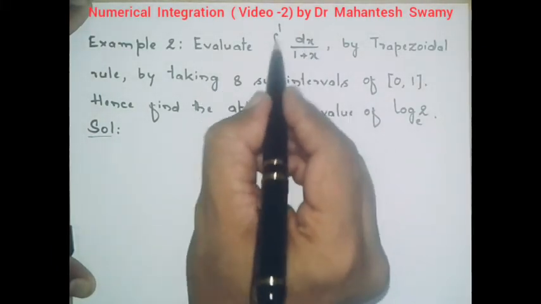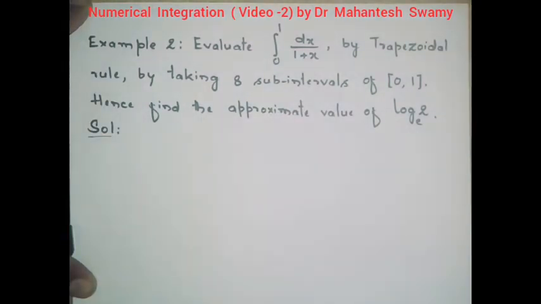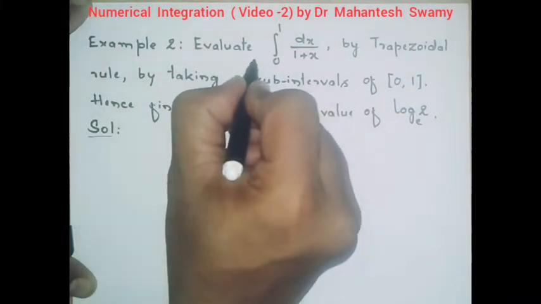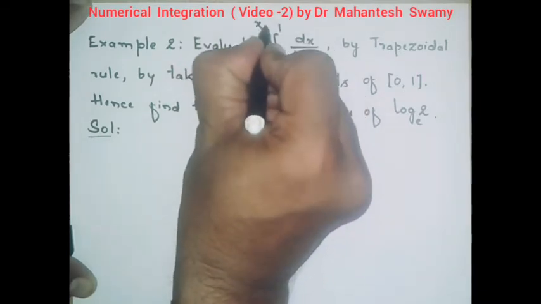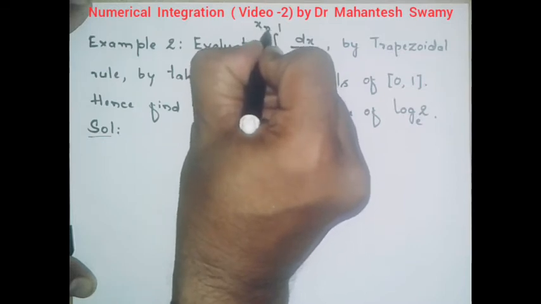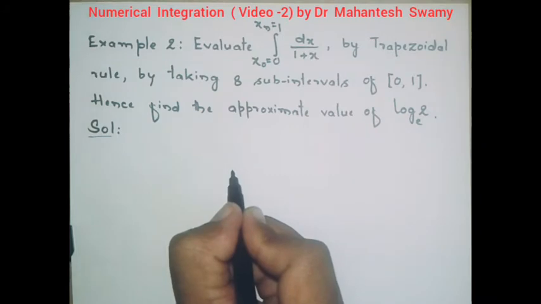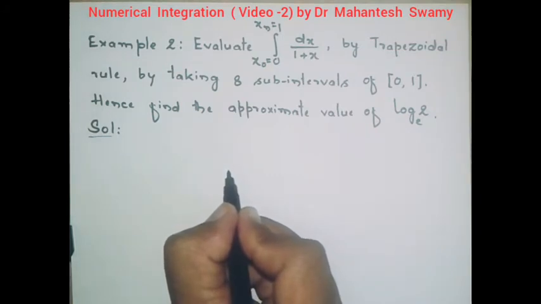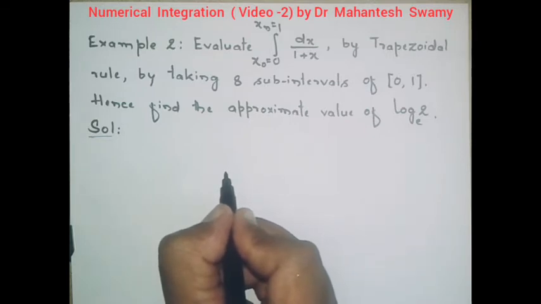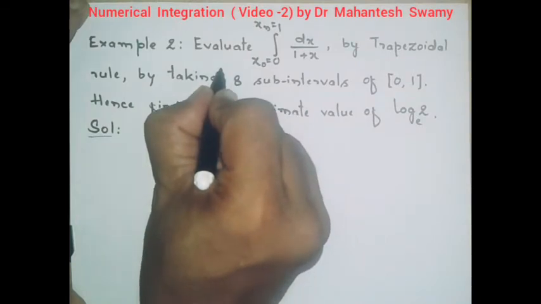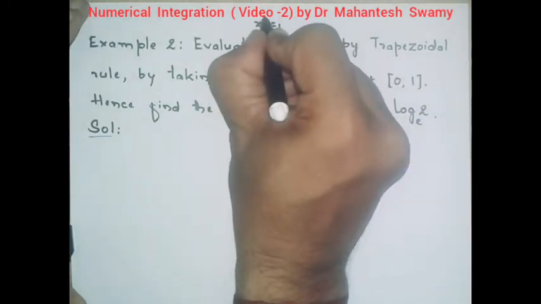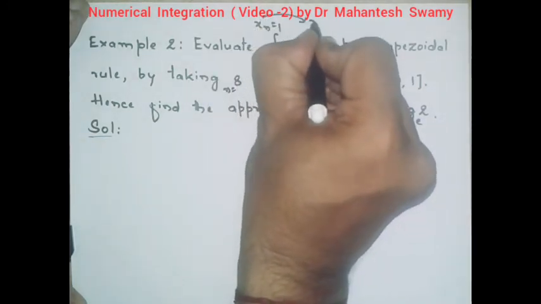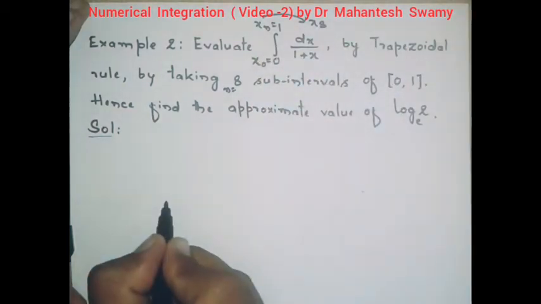From this given integral, we come to know that the lower limit is 0. Therefore, that should be taken as x naught. The upper limit should be taken as xn. And it is suggested to consider 8 subintervals. The number of subintervals we always take as n. So in this problem, n is 8. Therefore the final value is going to be x8.